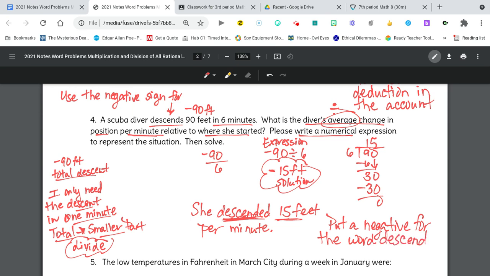Now, if you write it all out in words, you could just put descended 15 feet. But if you just write a number, again, put the negative for the word descended. Okay?